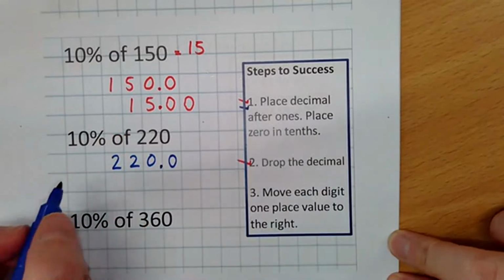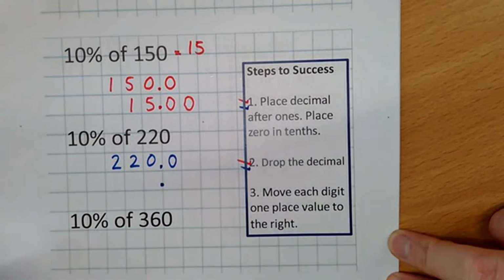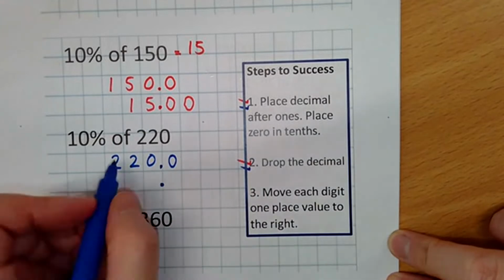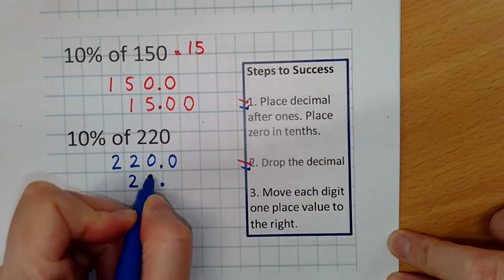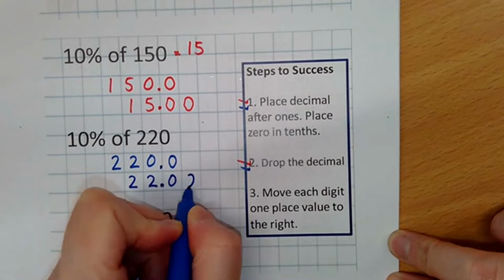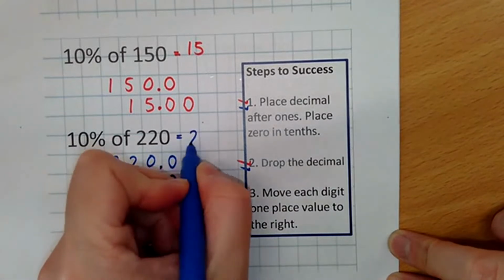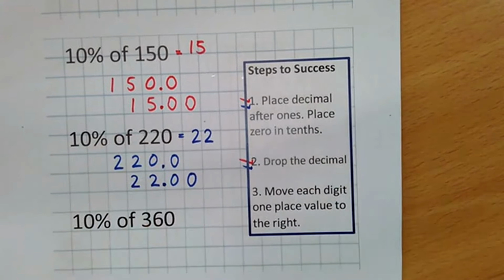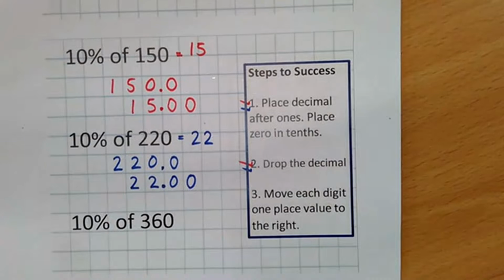Excellent. Okay, step 2. Good. And step 3. Good. On to the right, 0, 0. So my answer is 22.00 or 22. Fantastic. Okay, let's take a look at the third one.